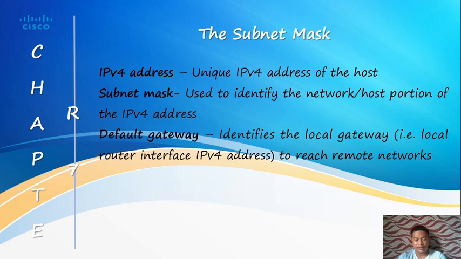The subnet mask, IPv4 address, subnet mask, and the default gateway. The first is the IPv4 address, a unique IPv4 address for the host. Next is the subnet mask, used to identify the network and host portion of the IPv4 address. The default gateway identifies the local gateway to reach remote networks.